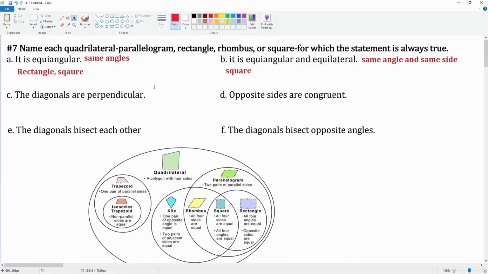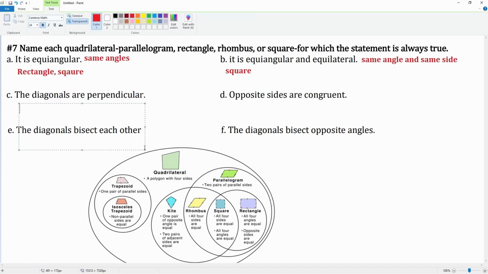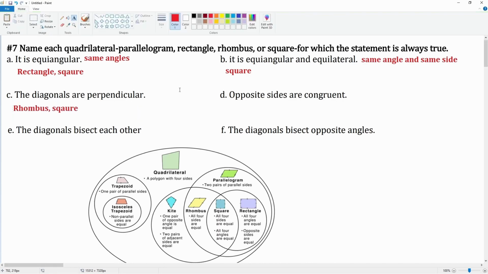Next, we want to look at the diagonals that are perpendicular. For that one, we know that is a rhombus. Okay, and since it's a rhombus, it also is a square, because a square shares that property of the diagonals being perpendicular with a rhombus.